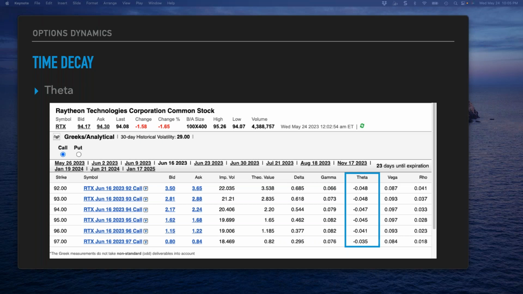You'll generally see theta increase the closer to expiration an option becomes, because as I already mentioned, time decay melts very much like an ice cube that you hold in your hand. At first, it melts gradually, but the smaller it gets, the faster it melts until there's nothing left.